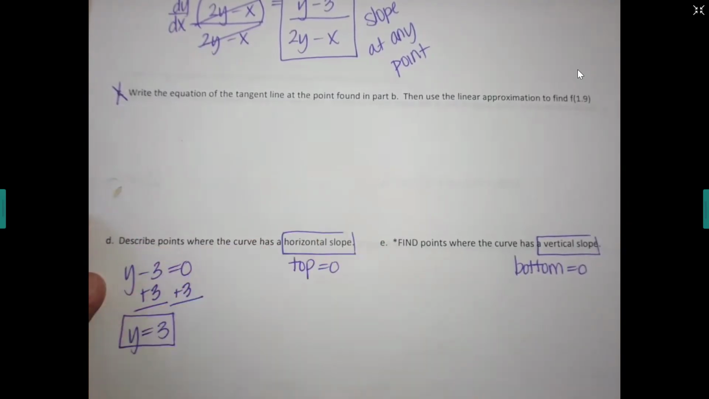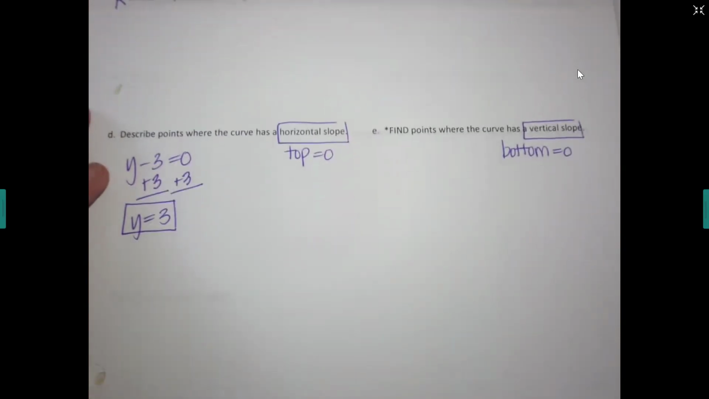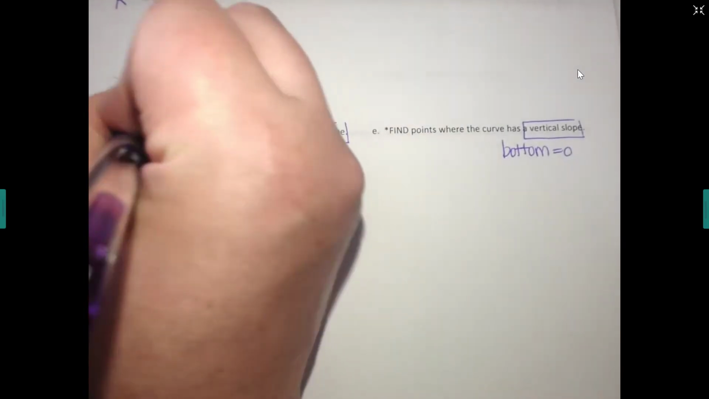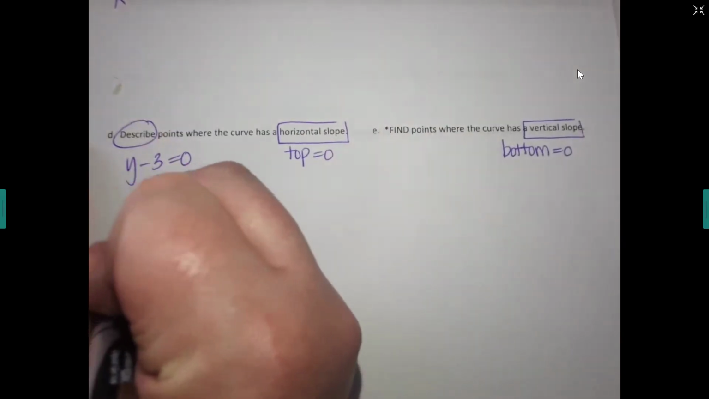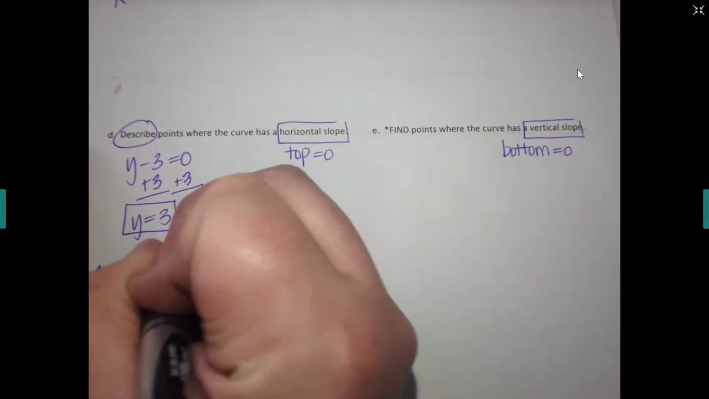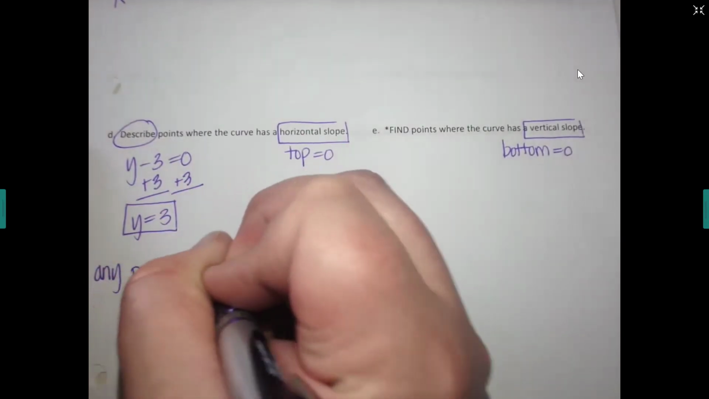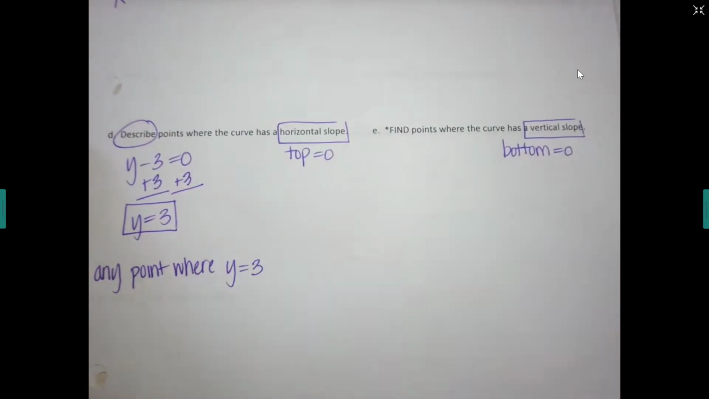Right. No, there's no 7. They're trolling. Okay, so your description would be any point where your y is a 3.